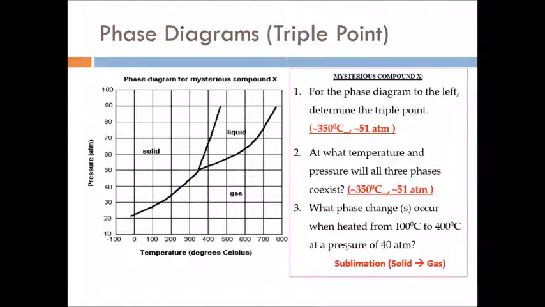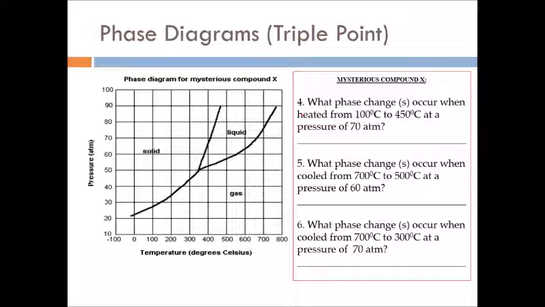Okay, so check that out. Very easy, simple, read-the-graph kind of deal. Here, what phase changes occur when it's heated from 100 to 450 at 70? So we're here at 70, we're at 100. We're going to 450, which is right about here. As you can see, going up there, you are going from solid to liquid, and that would be melting.